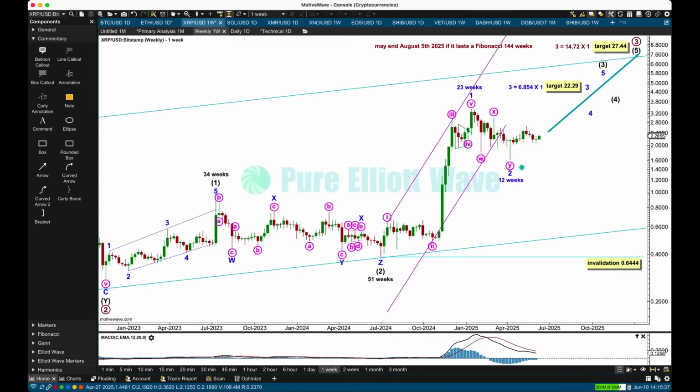Now the only question I have today is wave 2 complete here. If it's complete, it's a double zigzag. Now it could continue further as a triple. We did see a triple zigzag here. It could happen again for wave 2. If it does continue further, it may not move beyond the start of 1 below 0.6444. So that is risk at the weekly time frame for a longer term outlook for XRP.